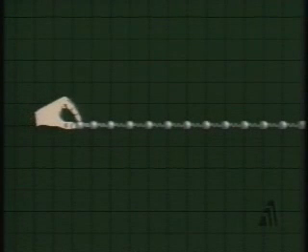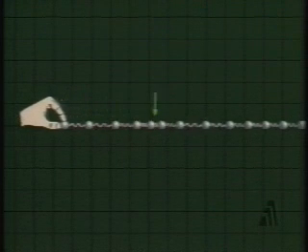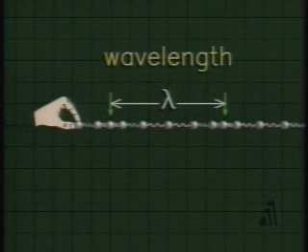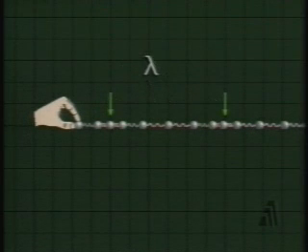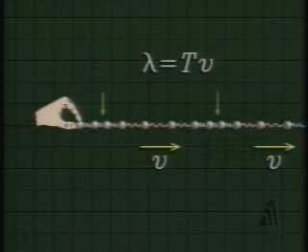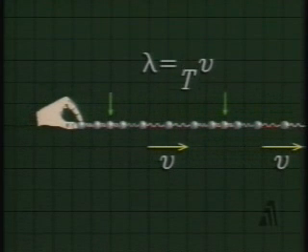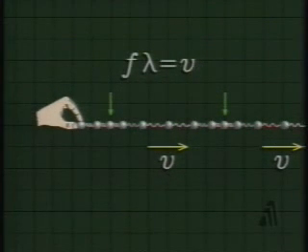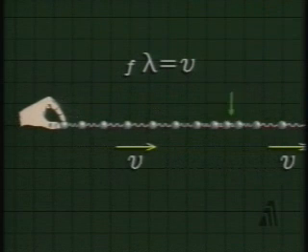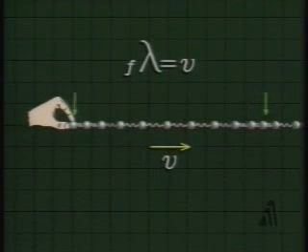Whether it's short and sweet or loud and long, every wave has a definite distance from one compression to the next, called the wavelength. The wavelength equals the period times the speed of the wave. Or in other words, frequency times wavelength equals speed. Lower frequency generates a longer wavelength, but the speed remains the same.